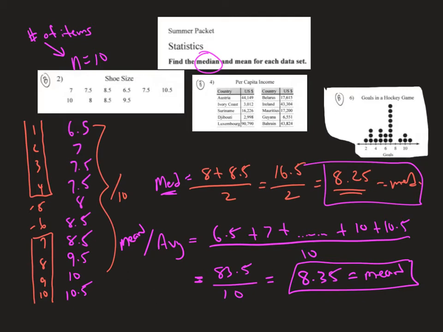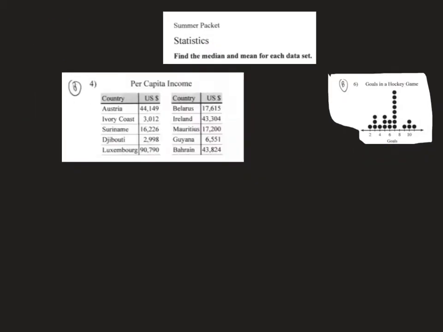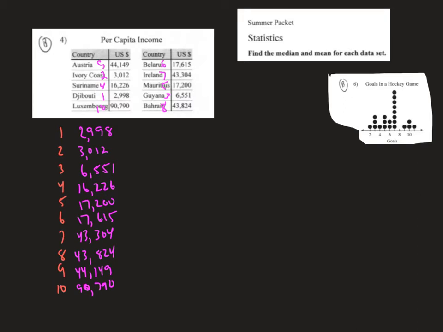Let's try that again for our number 4 example. This example has to do with per capita income, so that's income per head, per person. We're going to take all of these values and put those in order first. Now that I have these all in order, let's keep in mind that it's an even numbered data set. The median is going to be the average of the two values in the middle. So that's going to be the average of 17,200 and 17,615.